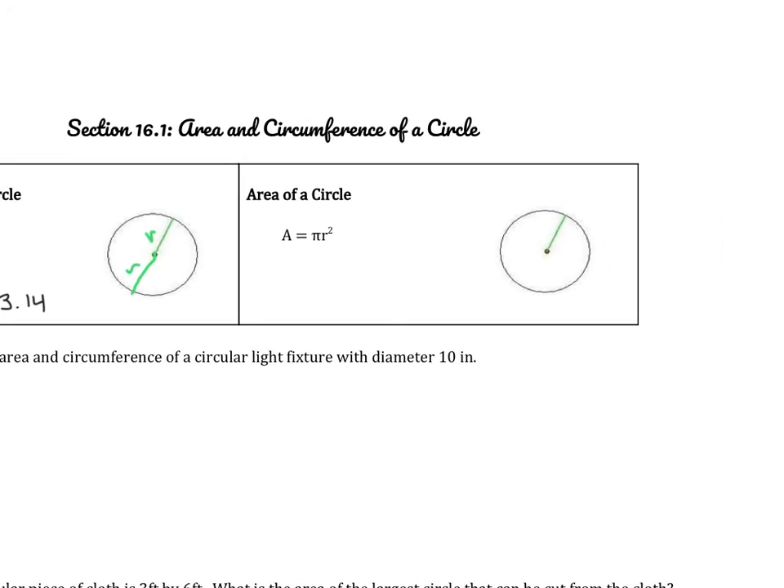Okay, and then there's a different formula that we're going to use to find the area of the circle. Essentially we're just saying how much space is inside the circle. The area of a circle can be found with the formula pi times your radius squared. Notice here we are only squaring your radius and then we multiply it by pi.